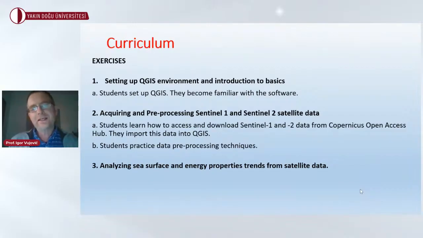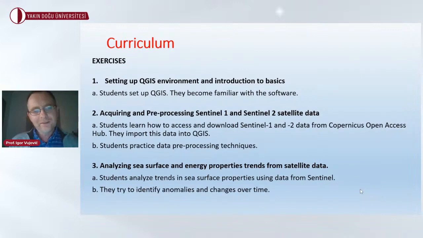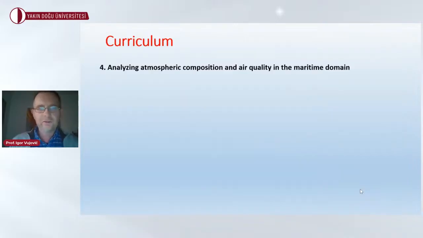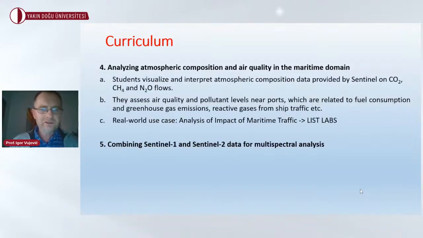Analyzing sea surface and energy properties trends from satellite data is the next exercise, when students analyze trends in sea surface properties using data from Sentinel, then try to identify anomalies and changes over time, and then real-world use cases which are presented by our co-partner from business. Then analyzing atmospheric compositions and air quality as an example of applications, which includes analysis of the impact of maritime traffic on the quality of air, etc.